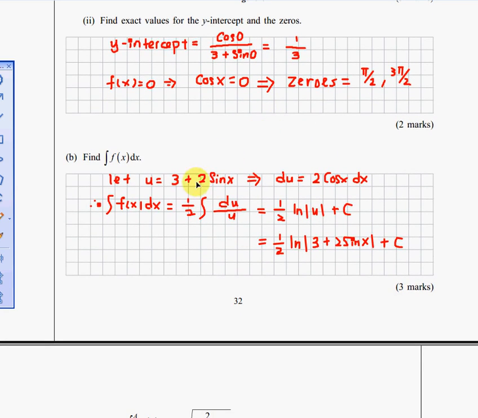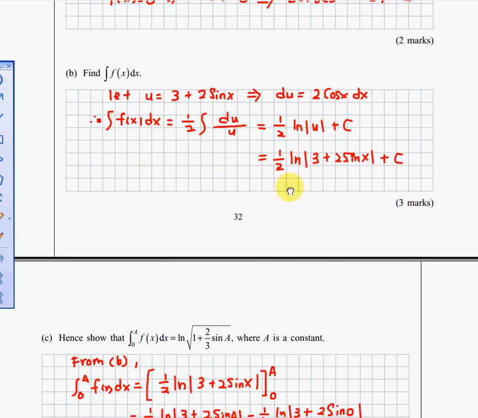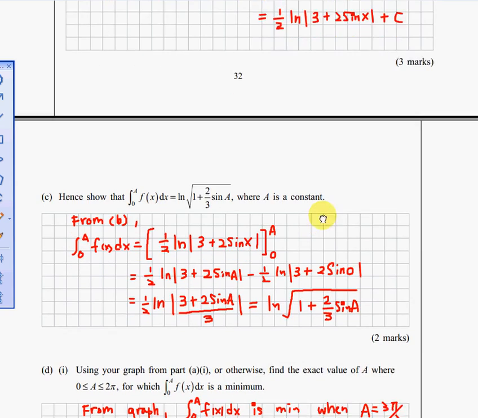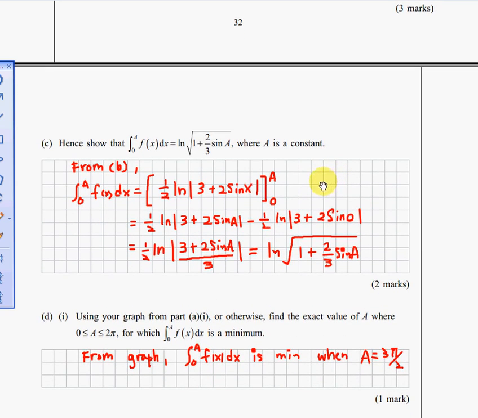And here, for this indefinite integral, I'll just use the technique of substitution. You should be able to arrive at something like this. Don't forget the absolute of the function. And the next part, just use part C, right?